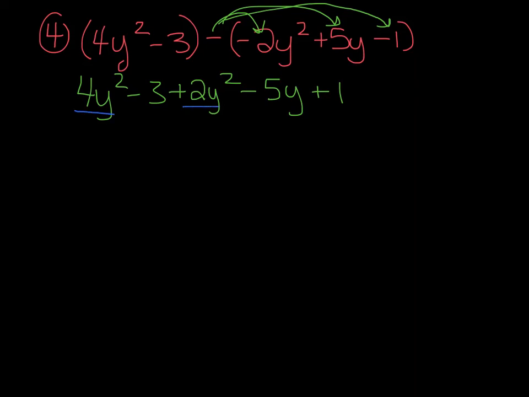I'm going to put together my 4y squared and my 2y squared. When I add those together, I get 6y squared. I am going to just write down my 5y. There's nothing that goes with it, so I'm going to write down minus 5y. The last thing is my negative 3 and my 1. That gives me minus 2. And this is my answer.